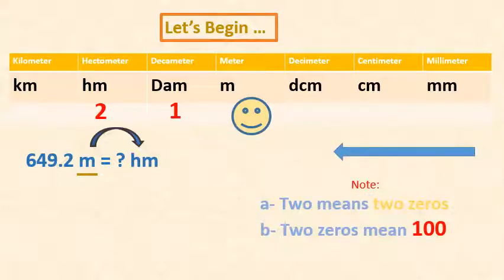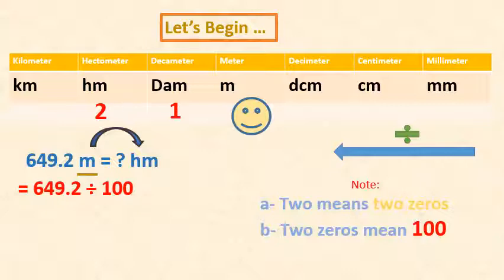Now we are moving backwards. So this means we are going to the left. This means what are we doing? We are dividing. So we're going to divide today by 10, 100, or 1,000 and so on. Now we're going to divide by 100. So 649.2 divided by 100.